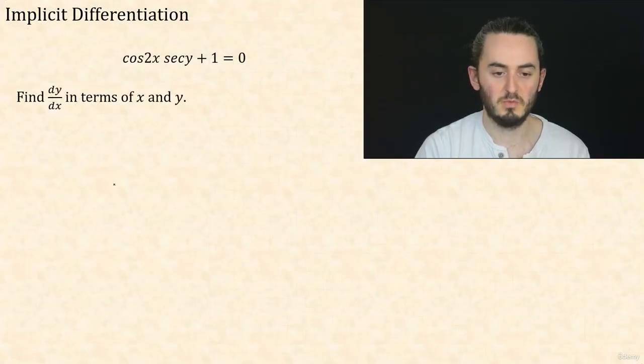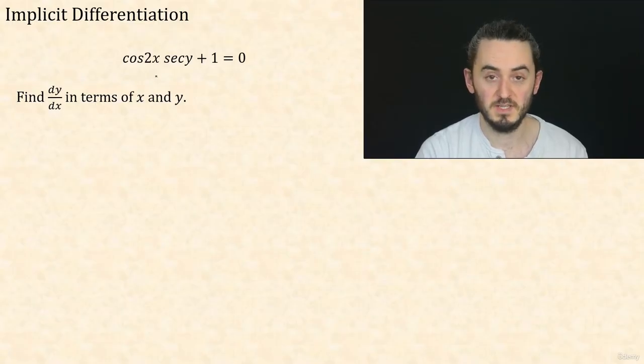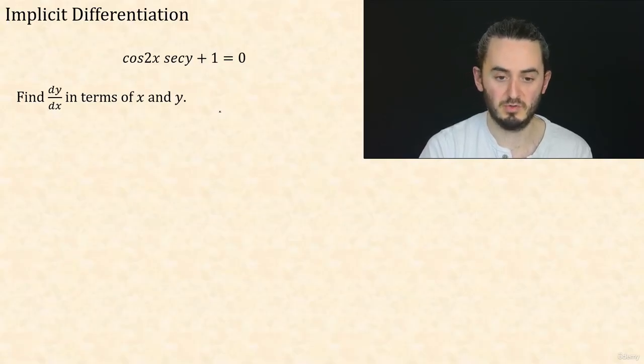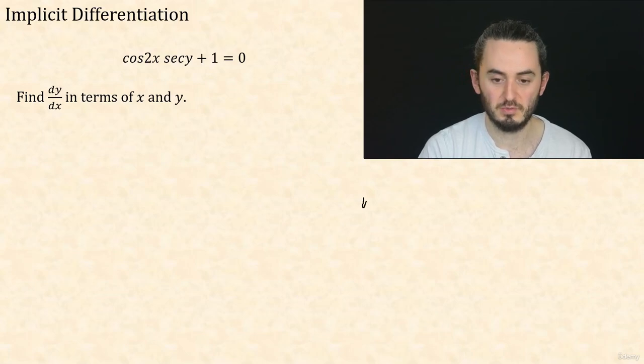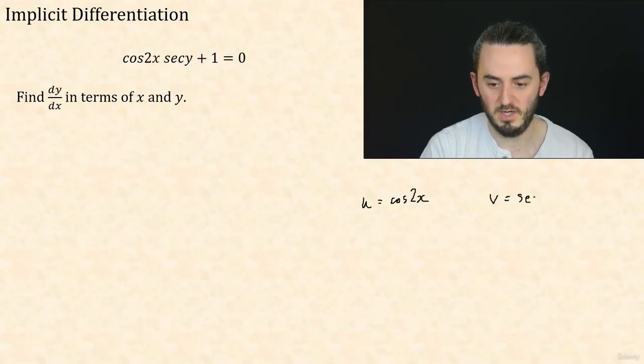We'll have a quick look at a couple more examples now. So can we find dy by dx in terms of x and y? Our equation is cos 2x sec y plus 1 equals 0. So what we've got here is the product of two functions, so I'm going to do the product rule on that. u is cos 2x and v is sec y.